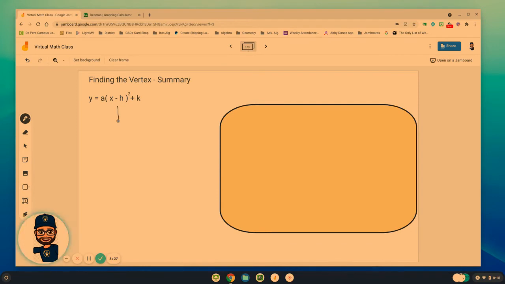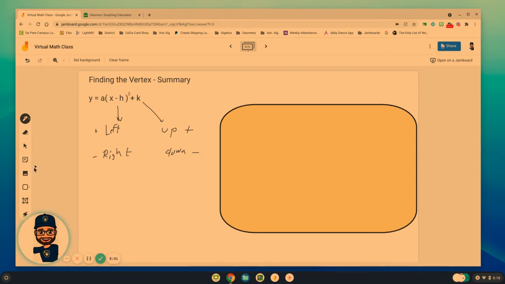Okay, this piece in here tells us to go left, or it'll tell us to go right. If it's positive, we go left. If it's negative, we go right. This k value down here tells us to go up if it's positive, and to go down so many units if it's negative.